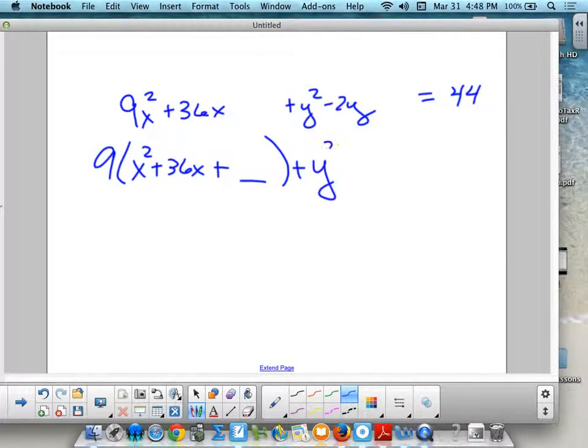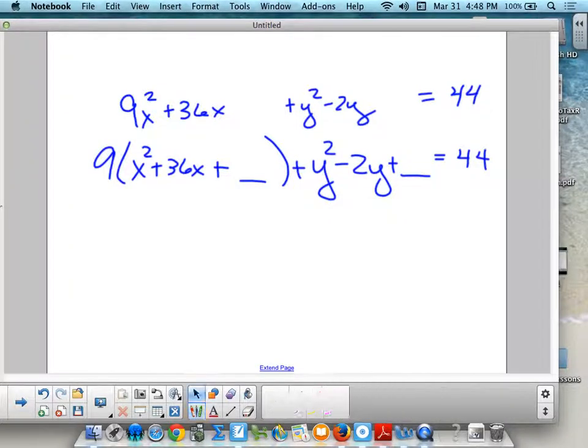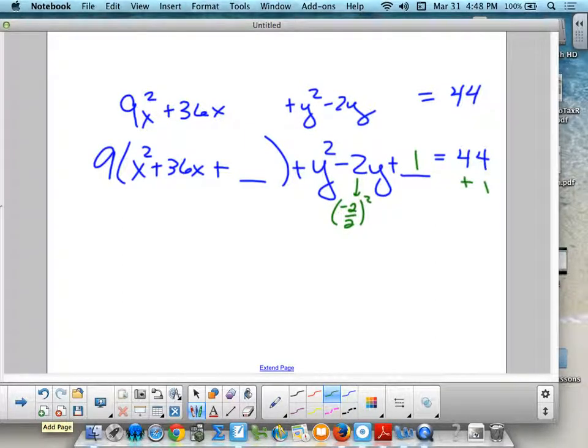This one's pretty easy. This one right here, I guess. Negative 2 over 2, square it. You get 1, negative 1, 1. That's 1. So you have to add 1 to this side.